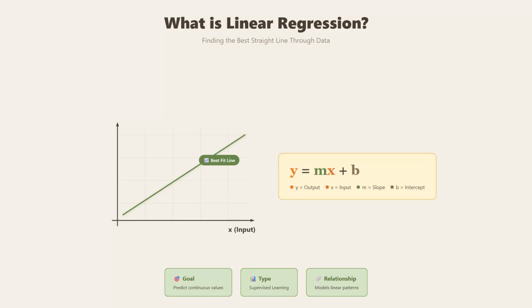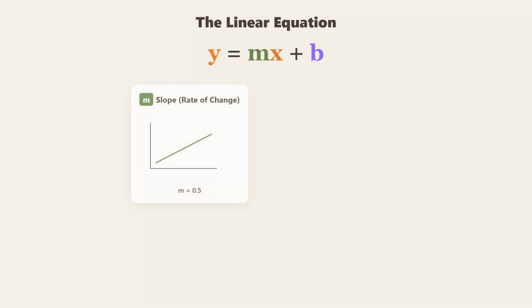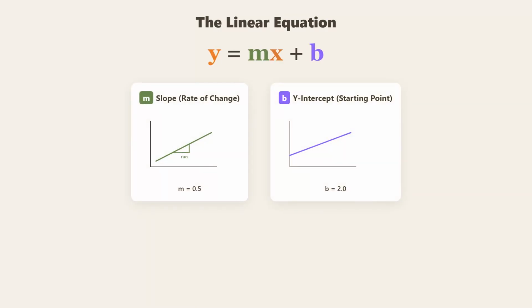The equation we use is y equals m times x plus b, where y is your predicted output, x is your input feature, m represents the slope, which tells you how steeply the line rises or falls, and b is the intercept, which tells you where the line crosses the y-axis. This simple yet powerful formula is the foundation of supervised learning and serves as the building block for understanding more complex algorithms.